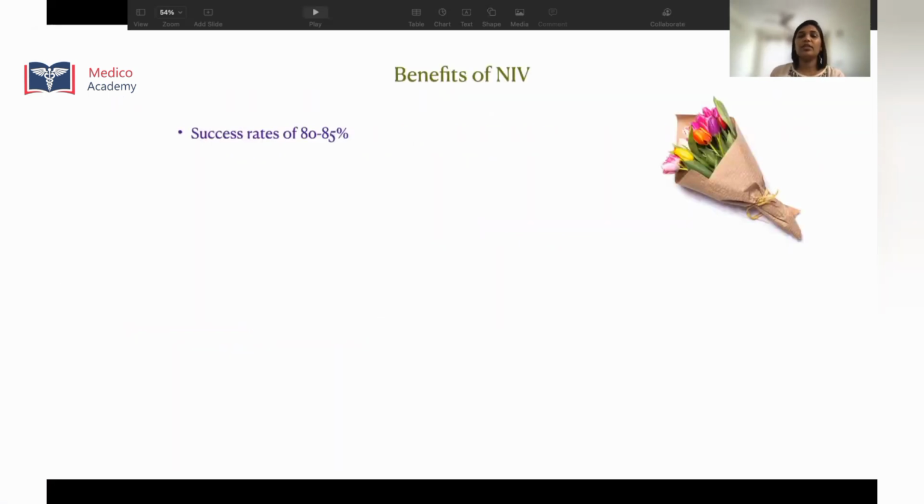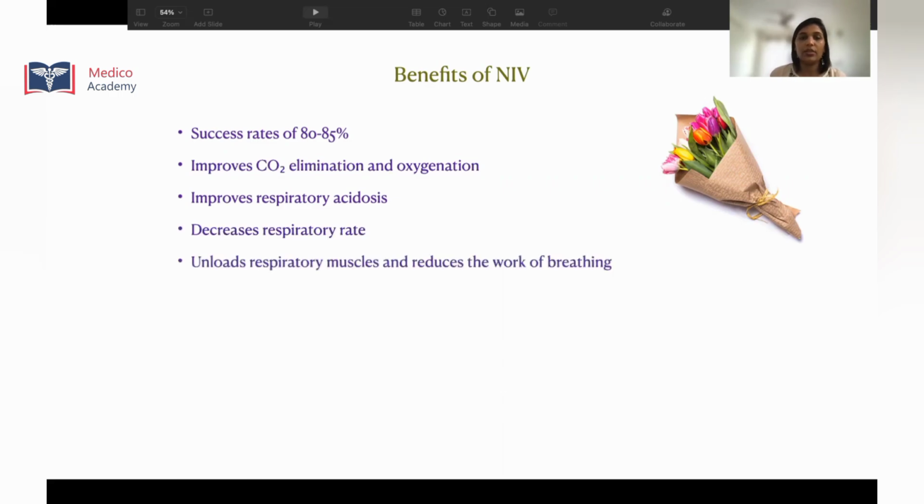So what are the benefits of NIV? NIV has success rates of 80 to 85% as per statistics. It's been found to improve carbon dioxide elimination as well as oxygenation in respective cases. It improves respiratory acidosis. It decreases the respiratory rate.